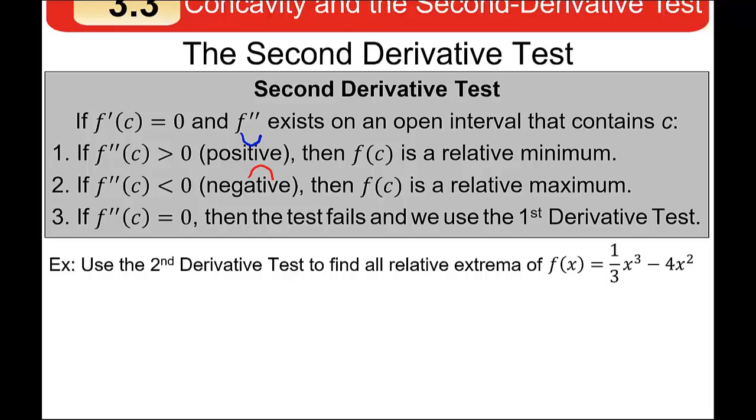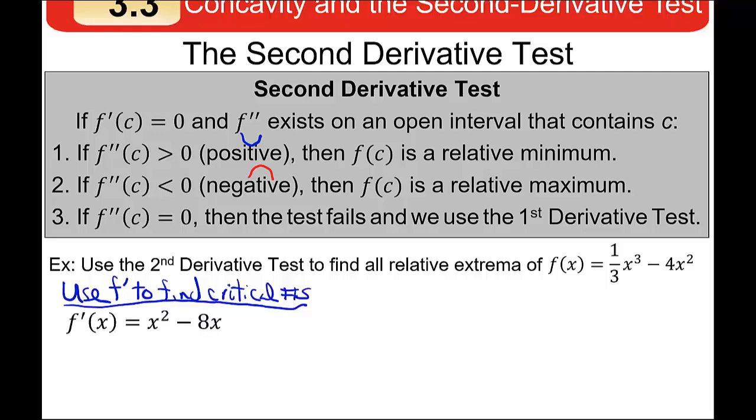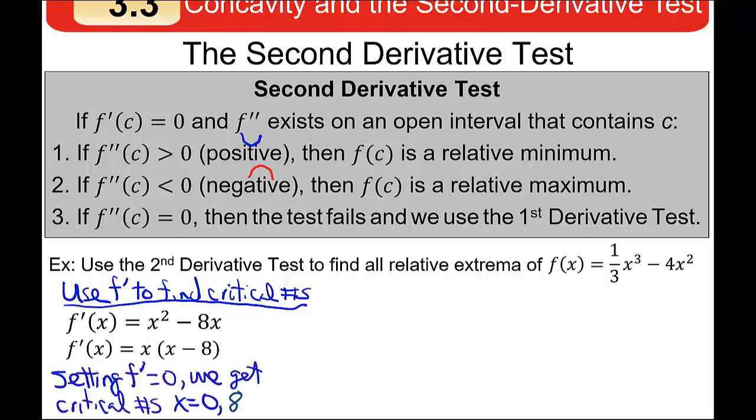Use the second derivative test to find all relative extrema of the function f of x equals 1/3 x cubed minus 4x squared. As always, when we're finding maxes and mins, we have to take the first derivative to find the critical numbers. The first derivative of this function is x squared minus 8x. You notice there's an x that can be factored out. So f prime of x is x times the quantity x minus 8. If you set each of those equal to 0, which is what you need to do to find the critical numbers, you'll find that there's 0 and 8.